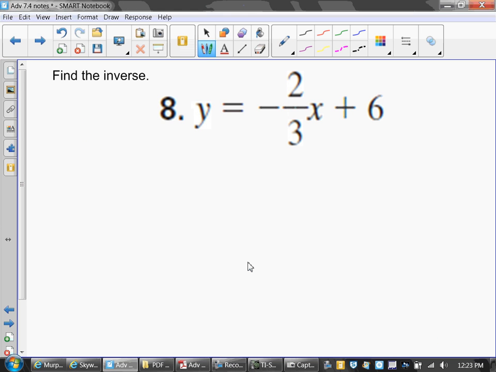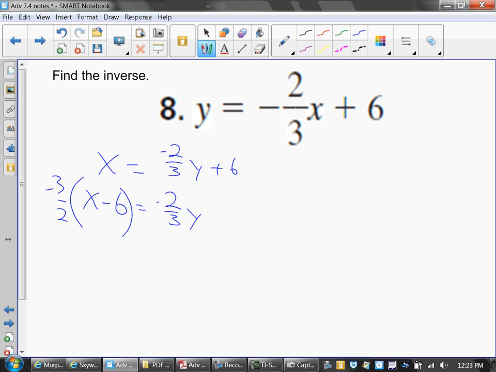Alright. Remember, first step, exchange x and y. So x is negative 2/3 y plus 6. Subtract 6. Multiply by the reciprocal. And then just distribute. Negative 3/2 x plus 9. And there's your inverse.